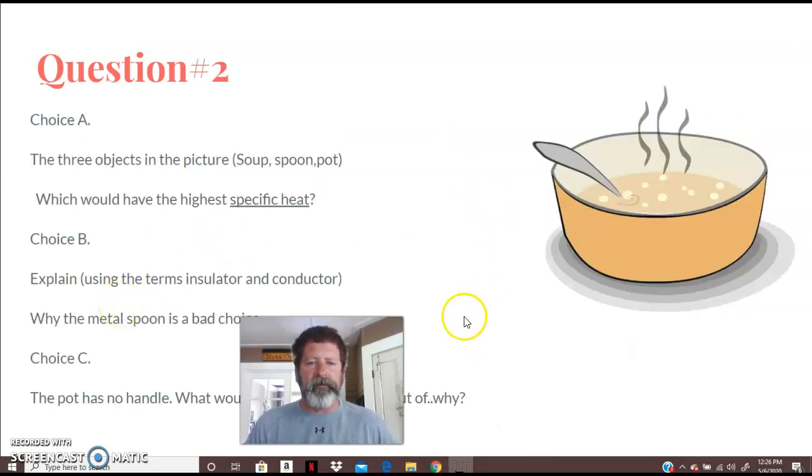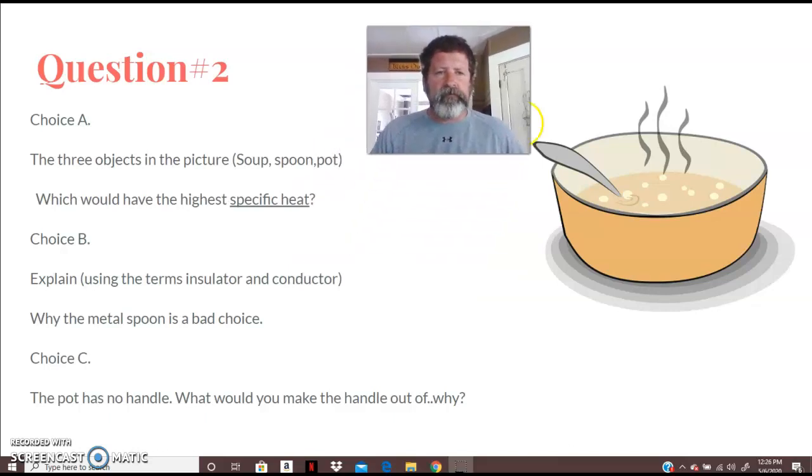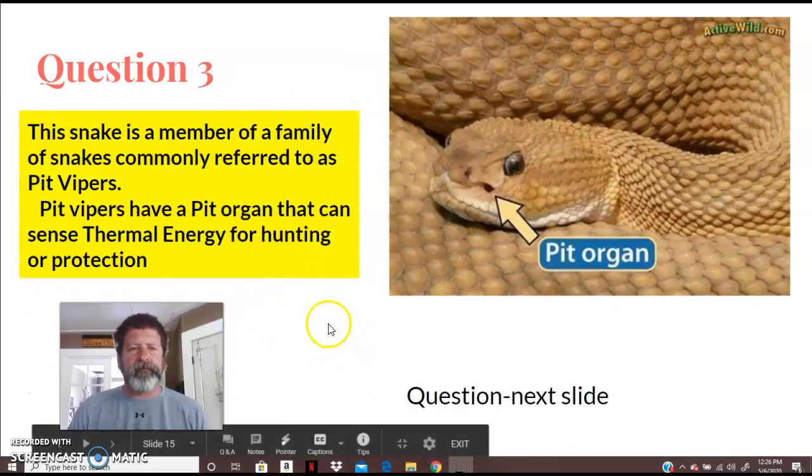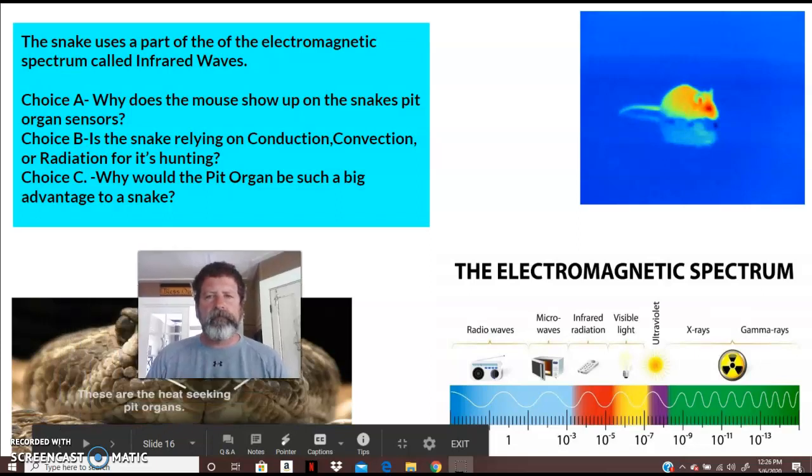Question number 2. Soup, spoon, or pot? What's going to have the highest specific heat? B, why would a metal spoon be a bad choice? And C, this pot has no handle, so what would you make it out of?